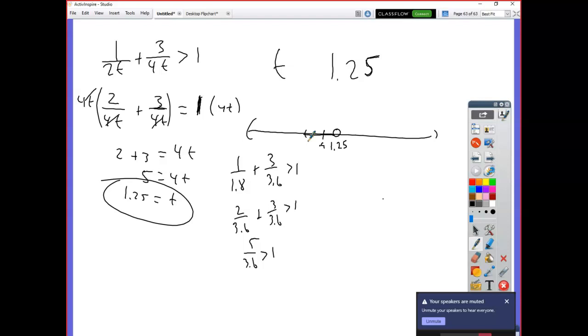Pick a number bigger than 1.25. You can be nice this time. 5. Let's do 5. So I got 1 over 2 times 5 is 10, plus 3 over 4 times 5, which is 20, is greater than 1. Common denominator, I end up with 2 over 10 plus 3 over 20 is greater than 1. So 2 20ths plus 3 20ths is greater than 1. 5 20ths is greater than 1. Is that true? That is not true. So therefore not true.